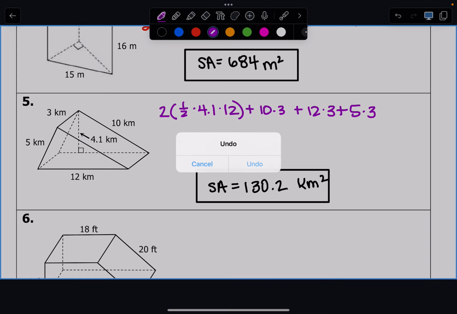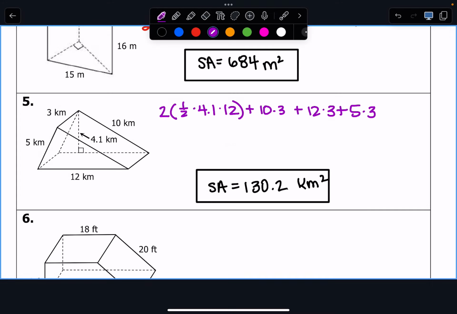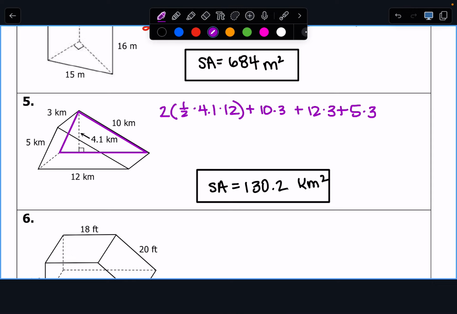Okay, eyes up here. We have 2 triangles that have a height of 4.1 and a base of 12. So here's my triangle doubled. And then a 10 by 3, a 12 by 3, and a 5 by 3 rectangle. Are we good with that? Yeah. That's what I got.